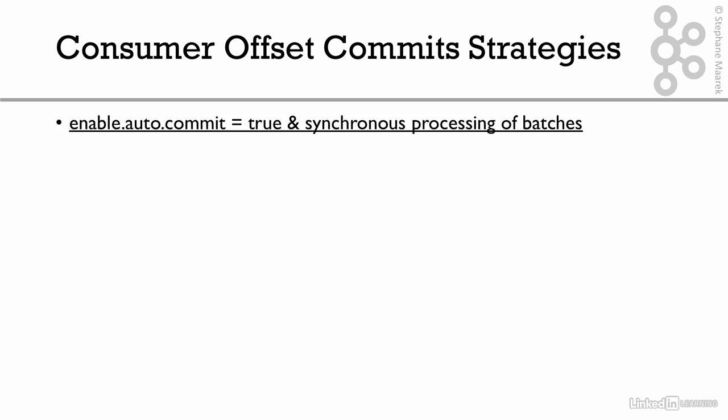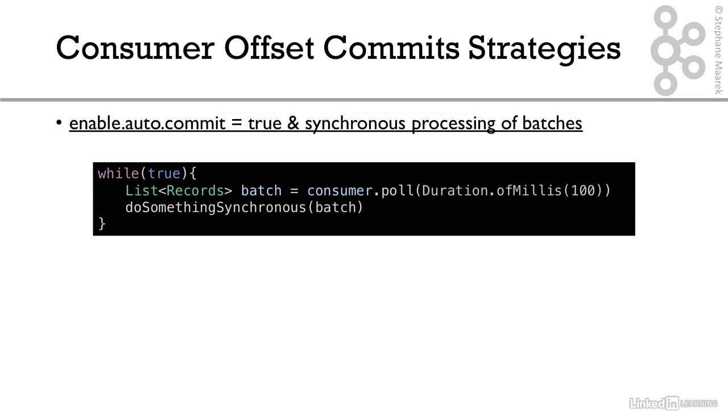The first one, as I said, is enable autocommit equals true, which is the default, and synchronous processing of batches. This is in pseudocode what it looks like. We are going to loop and do .poll every 100 milliseconds, and we get a batch out of it, which is a list of records basically. And then we'll do something synchronous with that batch. And do something synchronous, in our example, is to insert data into Elasticsearch, one at a time.